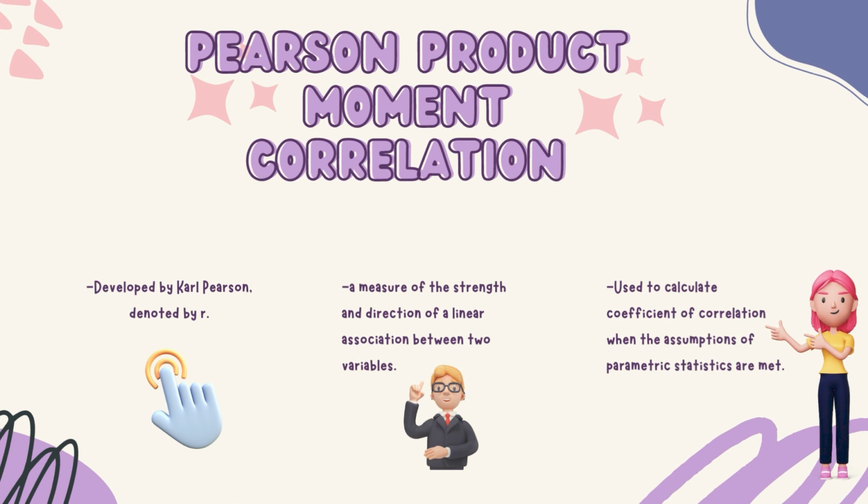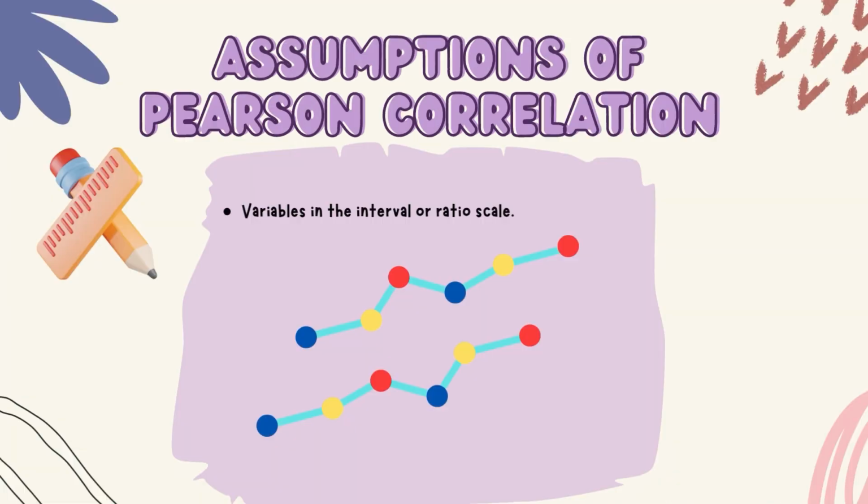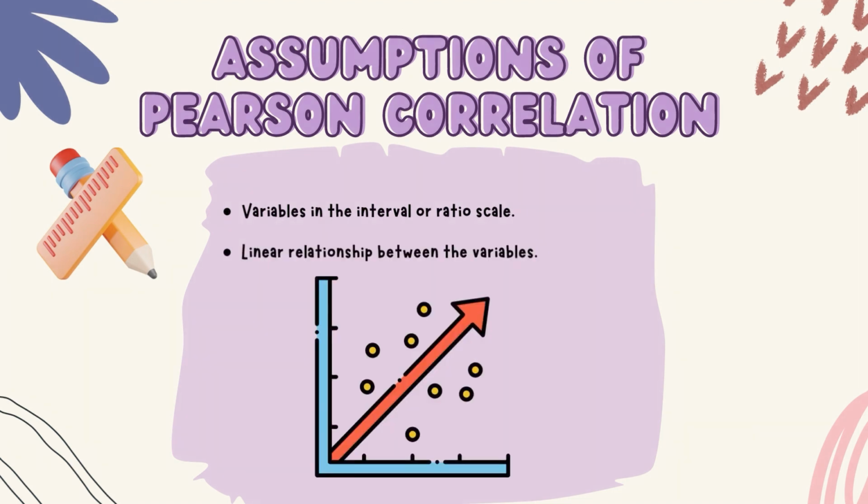When your variables are in the interval or ratio scale, we can use the Pearson correlation. But if they are in other scales which are not continuous, like nominal or ordinal, then we cannot use Pearson correlation. The relationship must be linear: an increase in one leads to an increase in the other, or a decrease in one leads to a decrease in the other, or an increase in one leads to a decrease in the other, which is an inverse relationship. These are linear relationships where we can use Pearson correlation. For curvilinear relationships, we cannot use it.